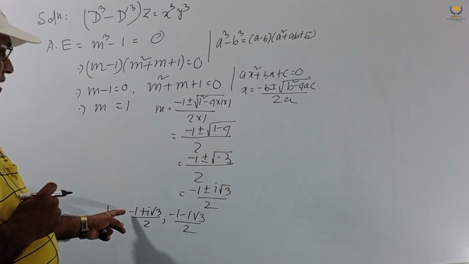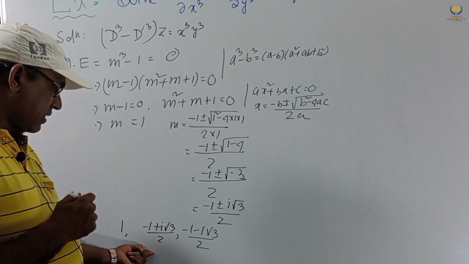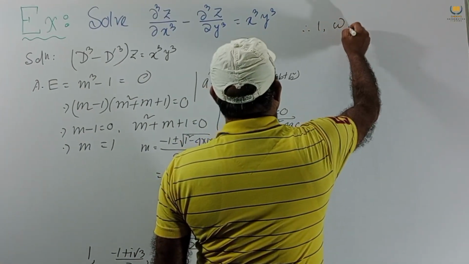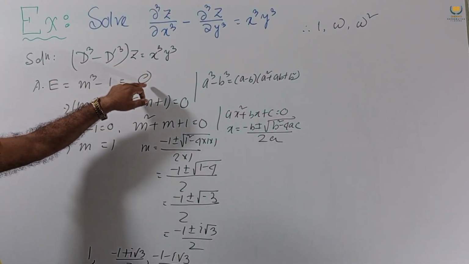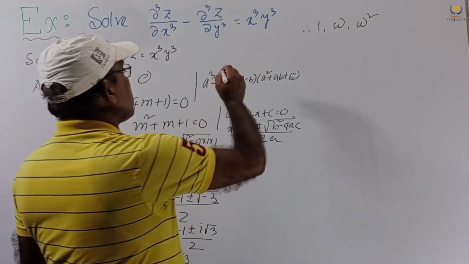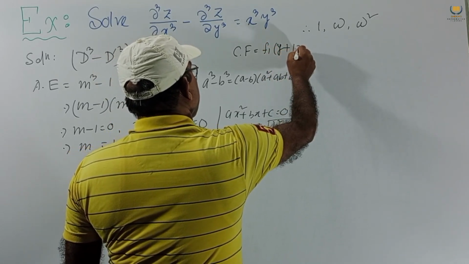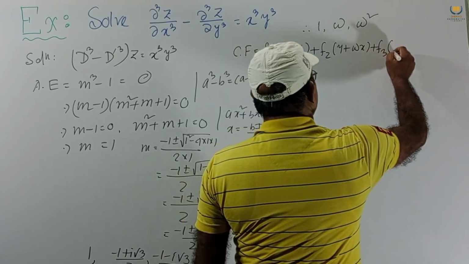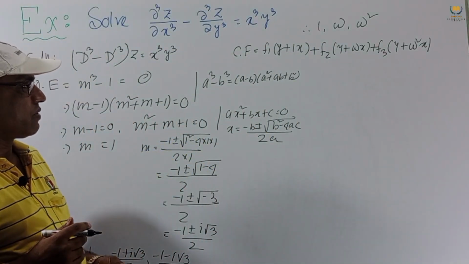These we write as cube roots of unity. In cube roots of unity, if we consider this as omega, and if we square this, we get this. So the roots are 1, omega, omega square. So from this, we can directly write 1, omega, omega square. This is cube roots of unity. Then we get the solution. If we consider this as omega, this will be omega square. So the complementary function will be f1 of y plus 1x and f2 of y plus omega x plus f3 of y plus omega square x. Or we can put the values for omega and omega square.